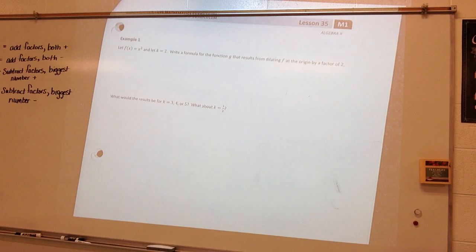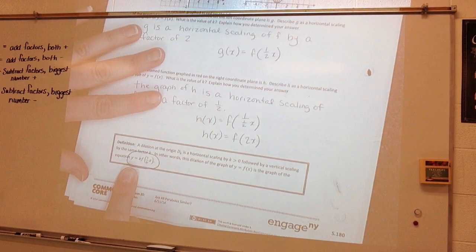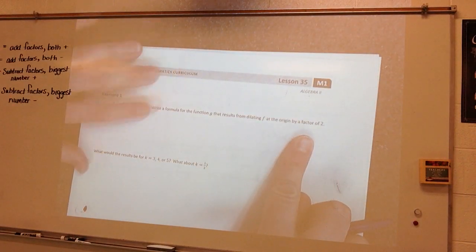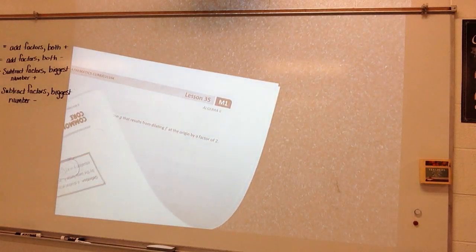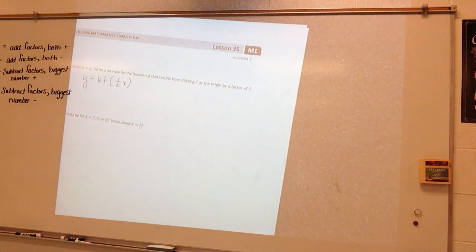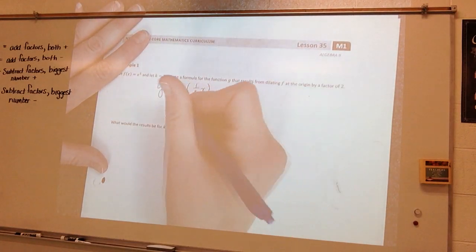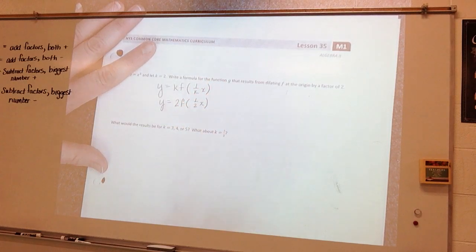So let's talk about this for just a second. It says that I have k is equal to 2, and I want to do a dilation by the factor of 2. So let's go back to this equation here. I am going to plug 2 in for k. So my y is equal to k f of 1 over k x. So if k is equal to 2, then I'm going to do y is equal to 2 f of 1/2 x.